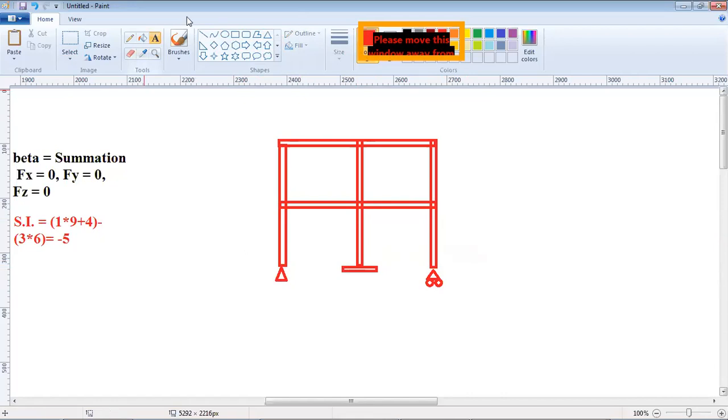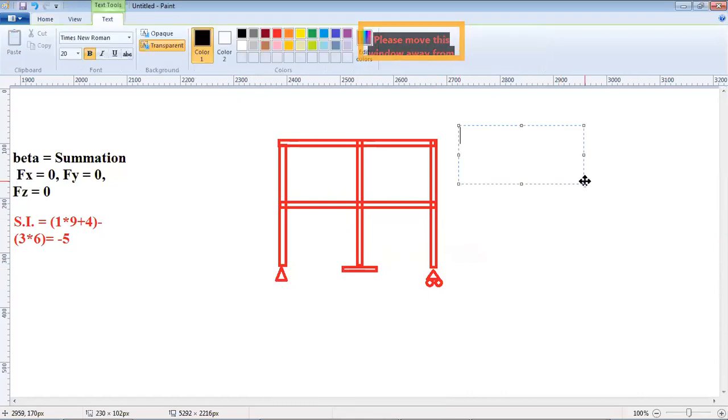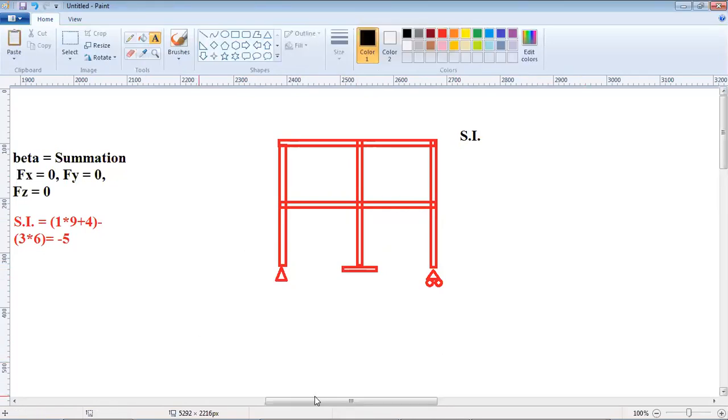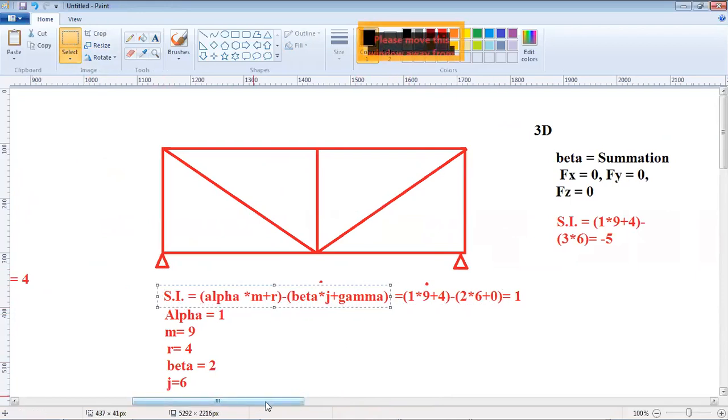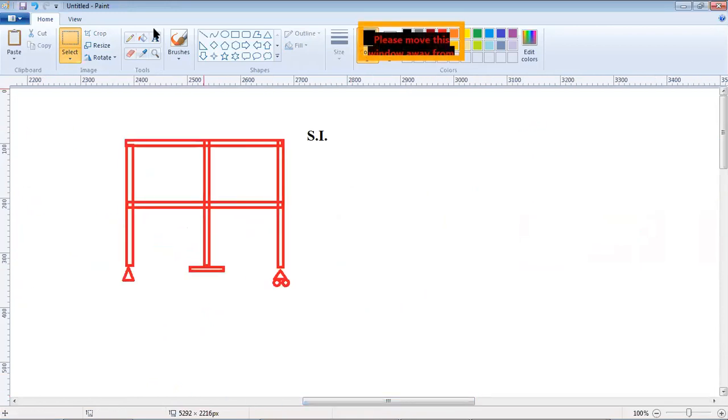Again, you will use the same formula to determine static indeterminacy. You use the same formula. This is a general formula that you use in every case to determine the static indeterminacy.